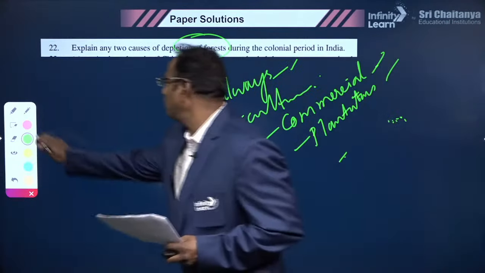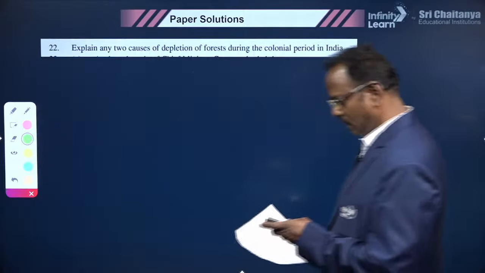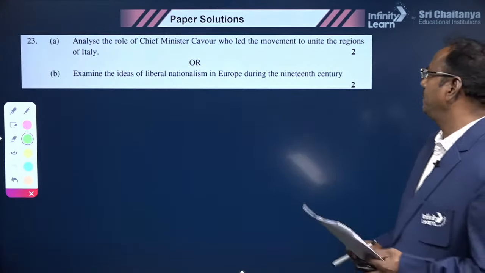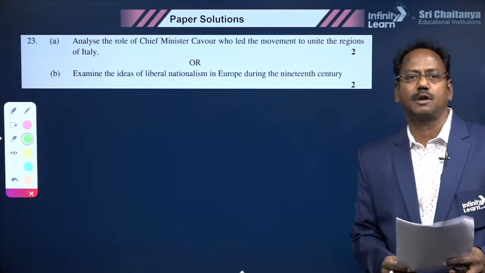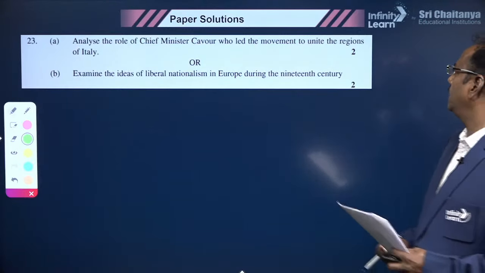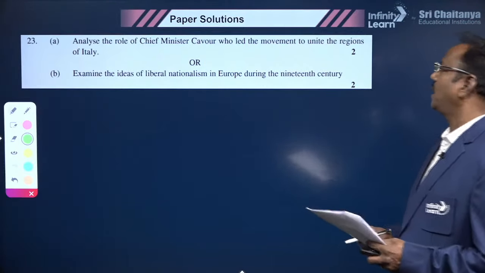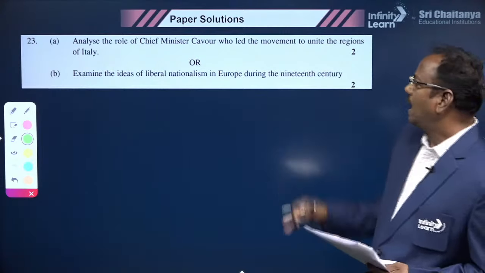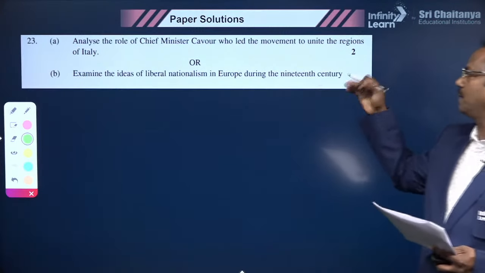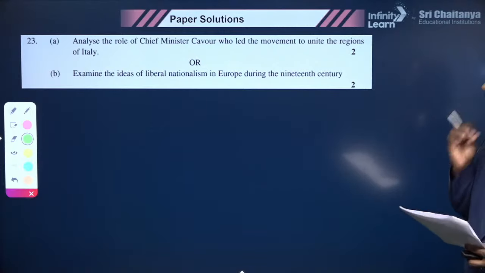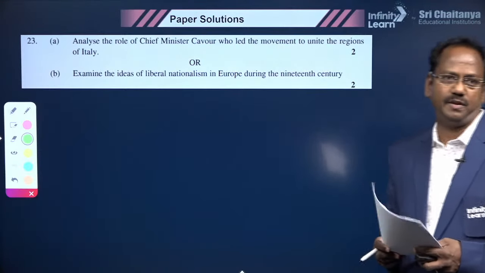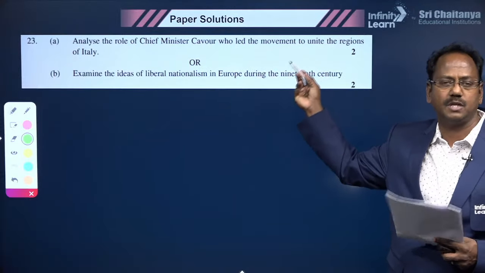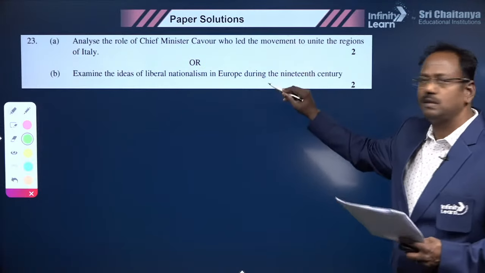And next we go for question number 23. Analyze the role of Chief Minister Count Camillo Cavour, who led the movement to unite the regions of Italy. Or examine the ideas of liberal nationalism in Europe during the 19th century. This is an internal choice in question number 23, either this or this you can write.